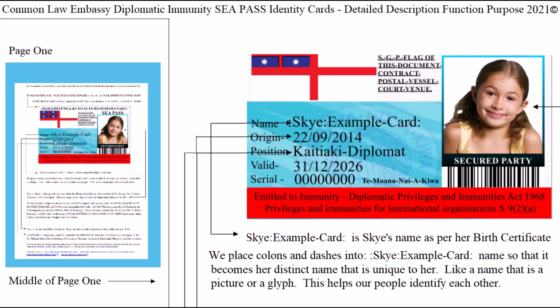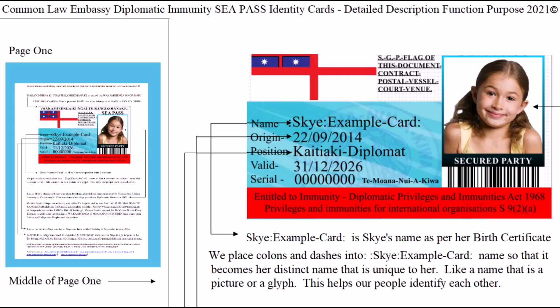The name is called a capture, and it's the same name that you find on the birth certificates. We place the colons and dashes into the name so that it becomes a distinct name that is unique to the card bearer, like a name that is a picture or a glyph. This helps protect the people and identify them from other people who may have a similar name or similar look.